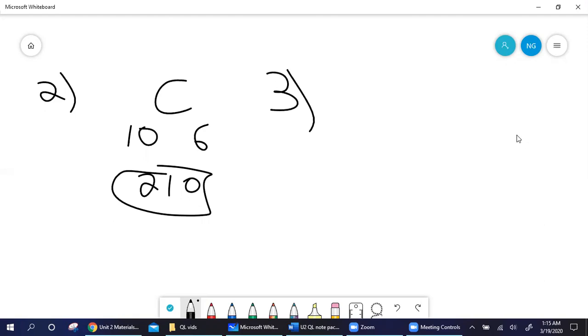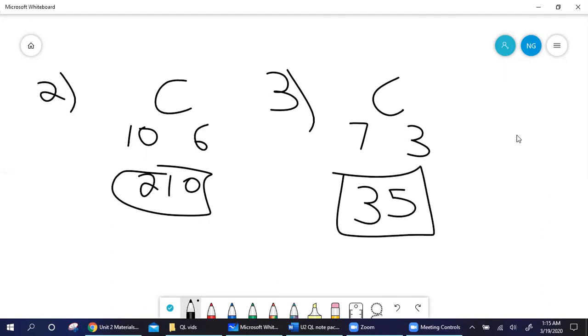For number 3, similar logic. It's a combination. This time there are 7 coins tossed. I want to get 3 tails. 7 choose 3, 35. And again, you could be using Pascal's triangle to do this, but obviously on your calculator it will be much faster.